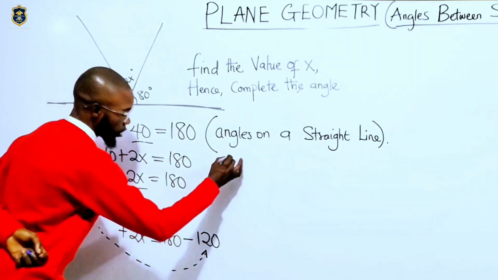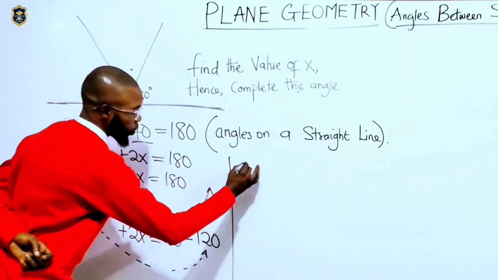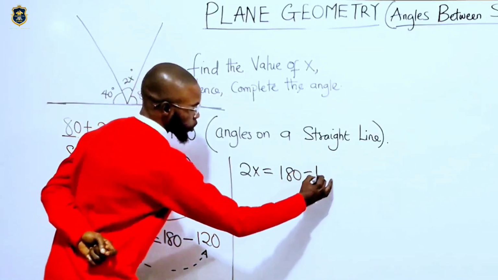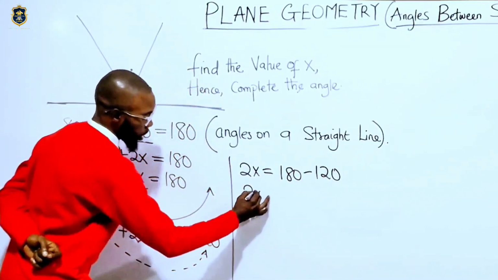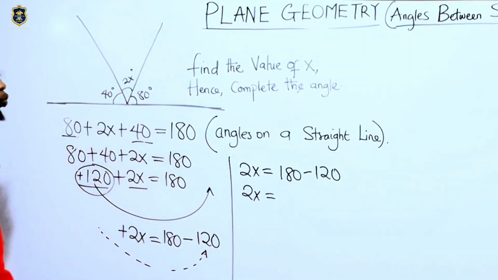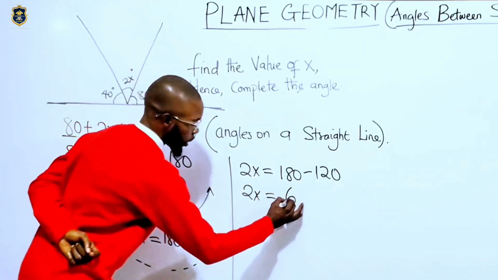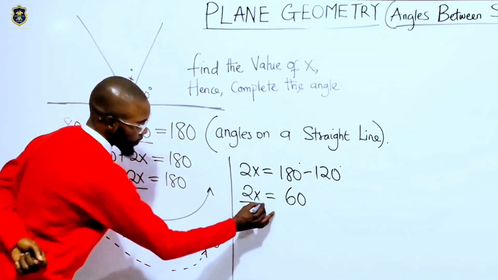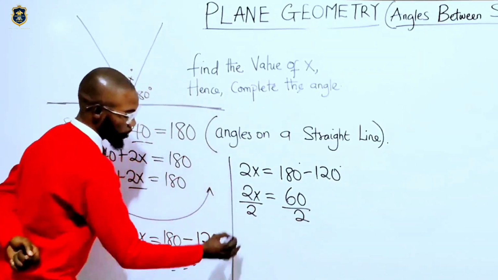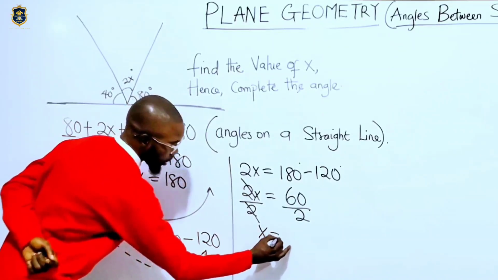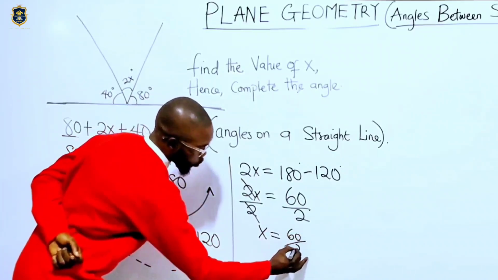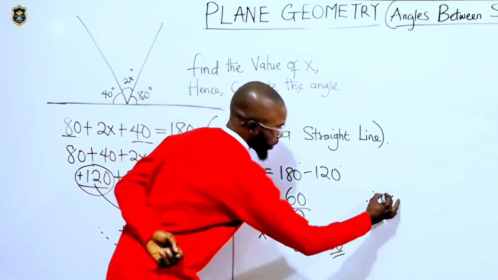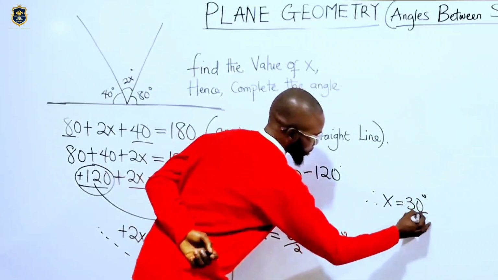So in arranging that, we have that 2x is equal to 180 minus 120. 180 minus 120 gives us what? 60 degrees. We have 60. I'm not putting the degrees; degrees are supposed to be there, but you just work with that. Dividing both sides by 2, then 2 will take off 2. x is equal to 60 over 2, which is 30 degrees. Therefore, the value for x is 30 degrees.